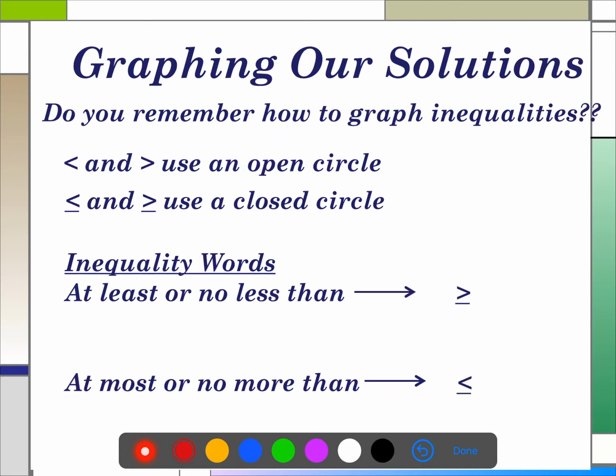So let's see some of this. If you have graphed inequalities on a number line, we know that when it's just less than or greater than, we use an open circle. And when it is equal to, we use a closed circle. If it is something like x is greater than 5, when we put 5 on the number line, because this is not equal to, we put an open circle around that. And then we would shade.